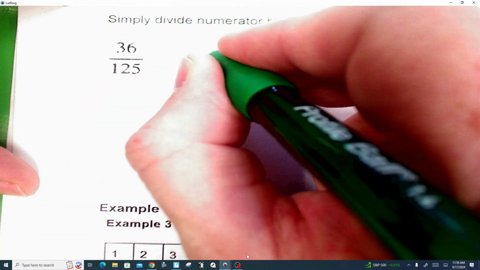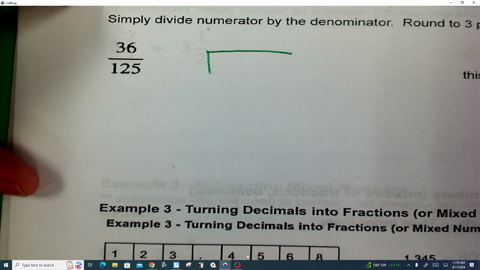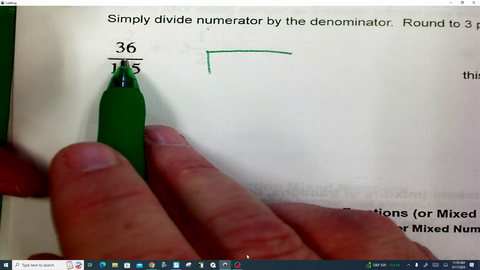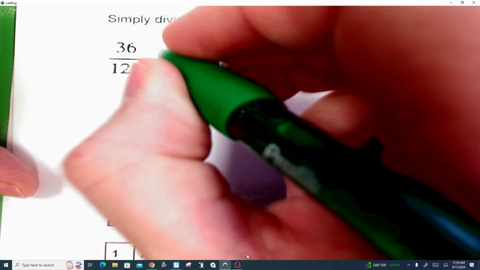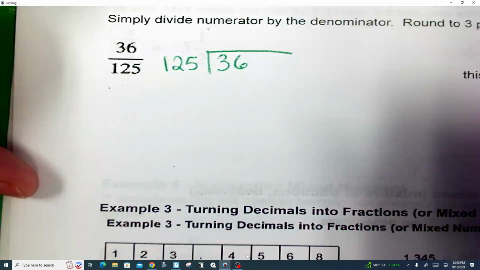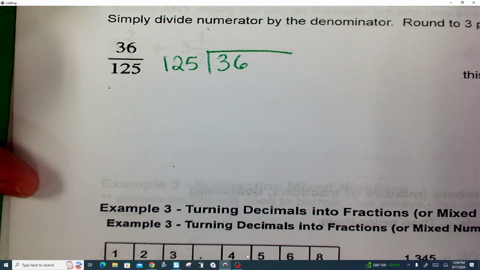I'll tell you otherwise. But for this part right here, make your long division box. Yes, we're going to do long division. Can you put the 36, the top number, inside? Can you put the 125 outside? That's how you will do any fraction.